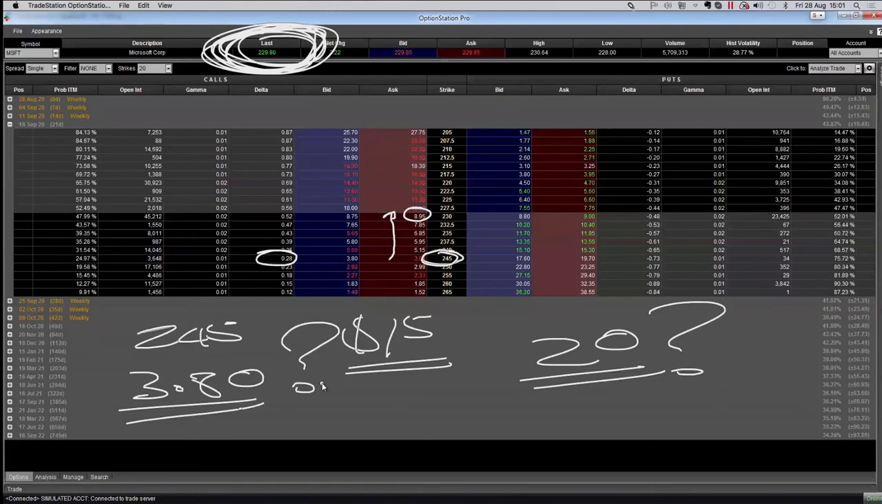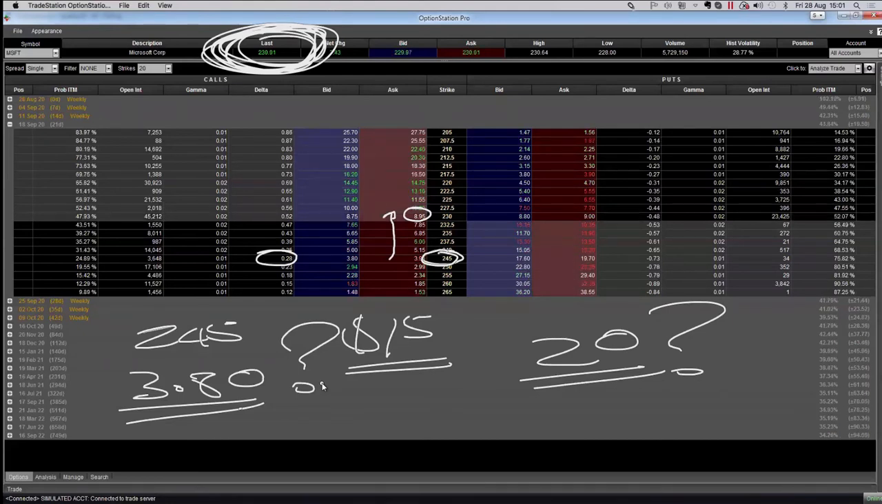Without looking at the charts, do you think that Microsoft could move $15 in the next 20 days? Up or down? Let's just say that it's up. Give me a little yes or a no in the chat box. Do you think that Microsoft could move up $15? Yeah, it's not an unreasonable expectation. There's lots of yeses in the chat box. Thanks for your involvement, everyone.